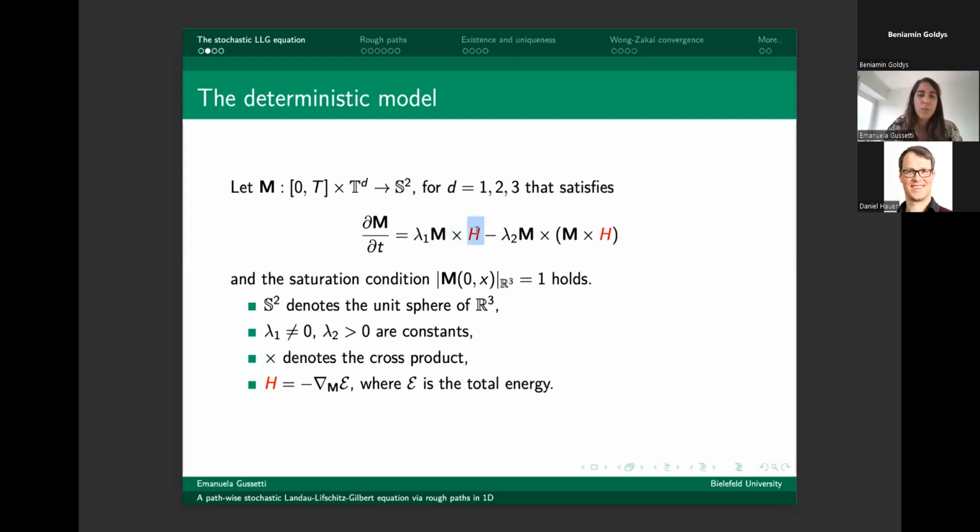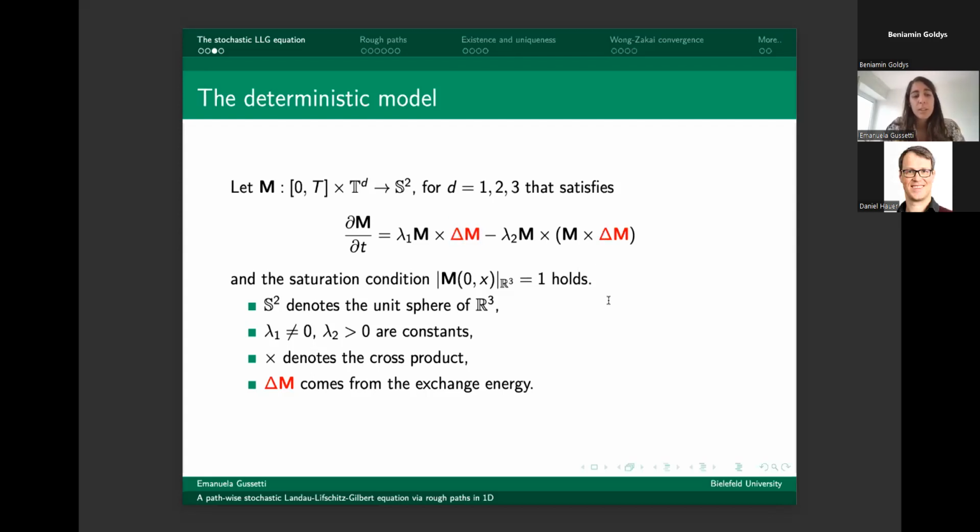And all of the magnetic phenomena we have described before are somehow, the physics is encoded in this term H that is describing the total energy. In this talk, in particular, we will look at the exchange energy. It is a quantum mechanical phenomenon that cannot be described by classical physics. And it has the form of a Laplacian, so it's some kind of diffusion.